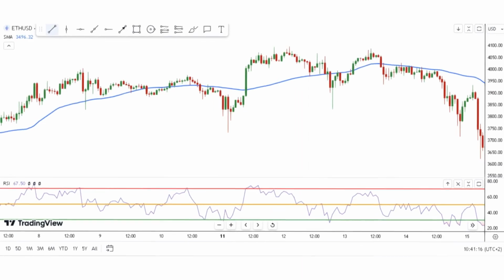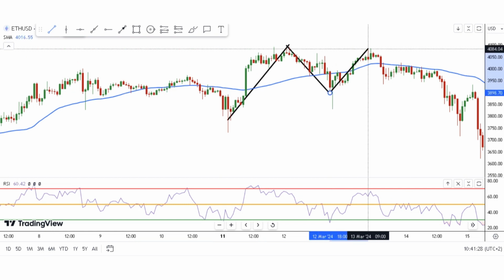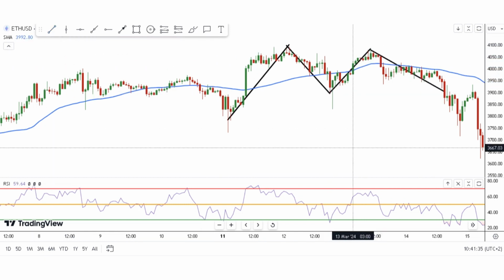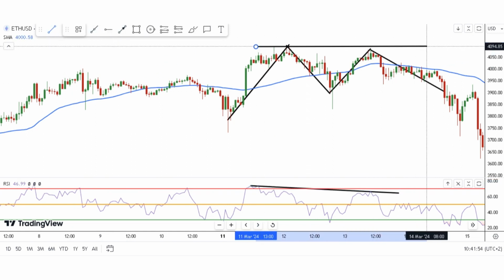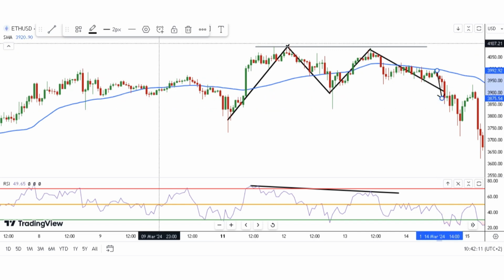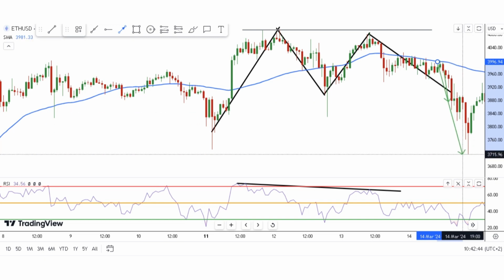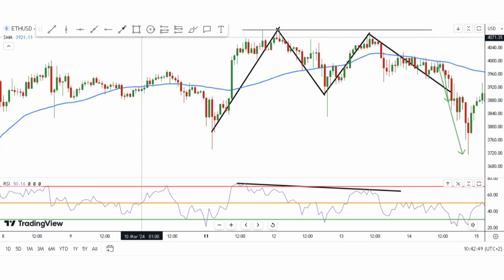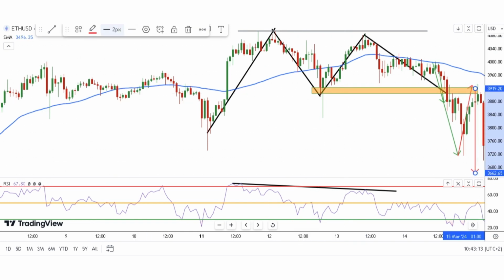Let's analyze Ethereum. Looking at the 1-hour chart, we spotted a double top on March 13, 2024. The RSI shows a loss of momentum, creating a difference between the price and RSI movements. While the price remains at the same level as the previous swing, the RSI is lower. We're waiting for the price to break and close below the previous low at the 3,900 level, or, for safer entry, wait for a break of the 3,900 level, a formation of a lower low, followed by a retracement and retest of the 3,900 level in order to enter the trade.